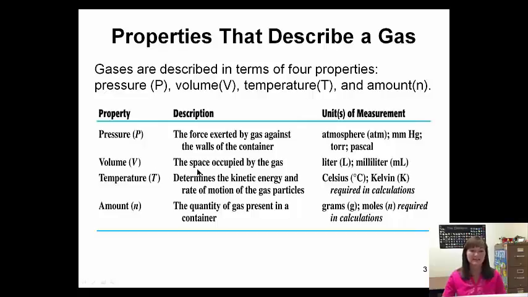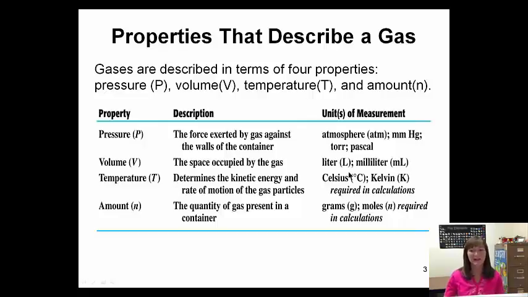Volume is defined as the space that's occupied by the gas. So it's not the actual volume of the gas particles. It is the volume that the gas is occupying. Some common units would be any volume units, but in a science class we usually deal with liters and milliliters. Temperature determines the kinetic energy and the random motion of the gas particles.